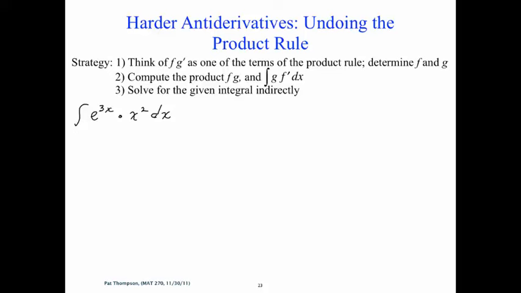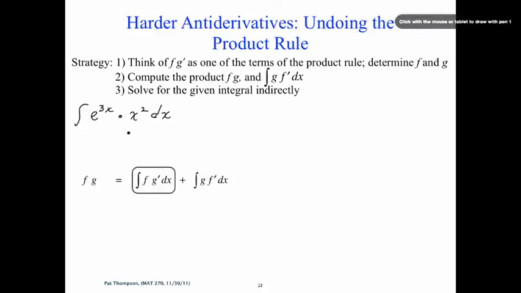Okay, so now we're going to go for, I'm going to say, undoing the product rule. So we're thinking that the given integral is one of the two terms of the product rule, and we're going to look for an easier integral and solve indirectly, right? Solve indirectly. So if this is this, then one of those things is f, and one of those things is g prime. And what's our goal? An easier integral. Our goal is an easier integral.